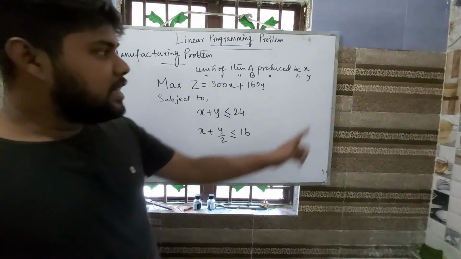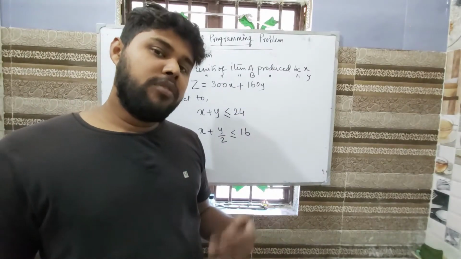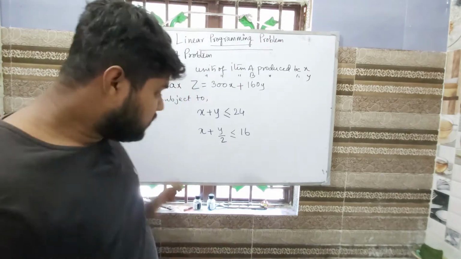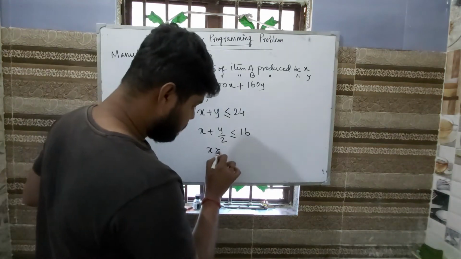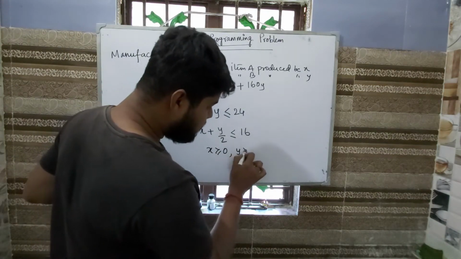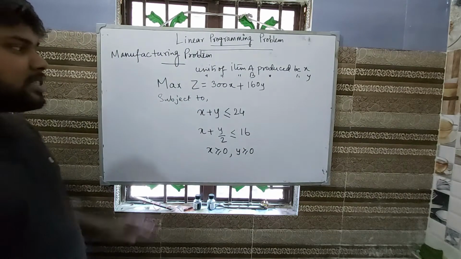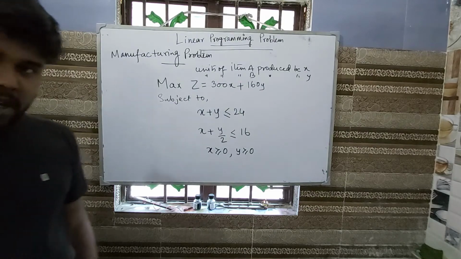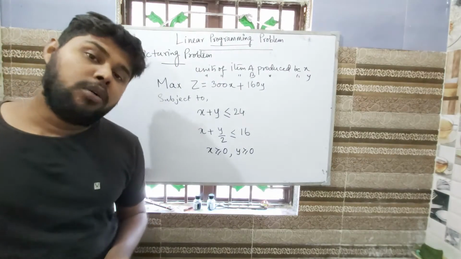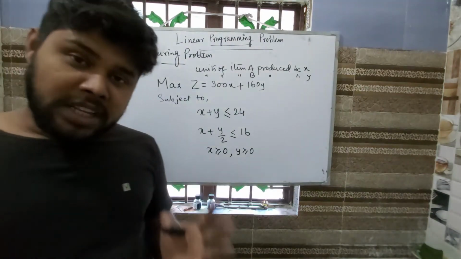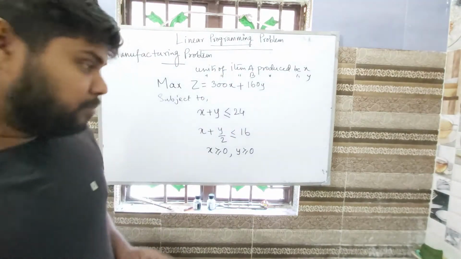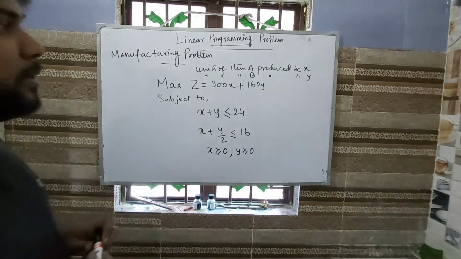And now obviously x and y are numbers of items, so they can't be negative. Therefore x has to be greater than or equal to 0, y has to be greater than or equal to 0. So this is my problem. So now you understand how to model a linear programming problem. Fine. Now my job will be to solve this.